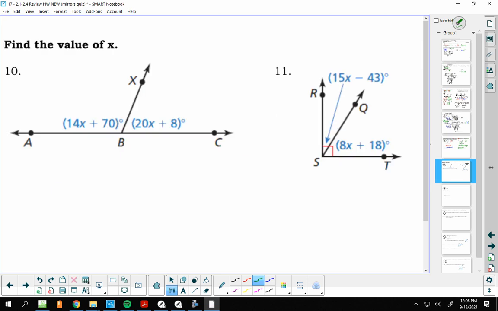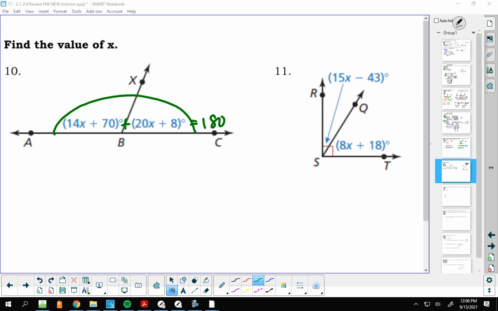Okay, find the value of x. Number 1. Do you see the word bisected anywhere? No. Do you see the angles marked congruent anywhere? Nope. Do they look congruent? No. So don't set them equal. There's no reason to set them equal. However, how many degrees are in a line? 180. So they add up to 180 when you add them together.